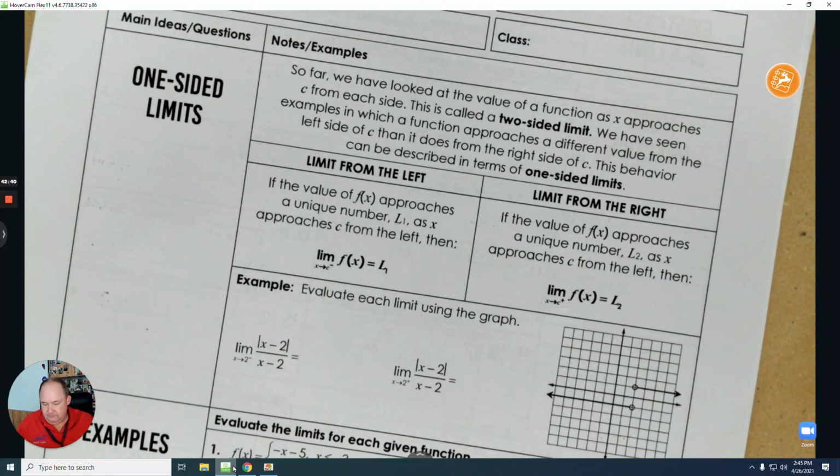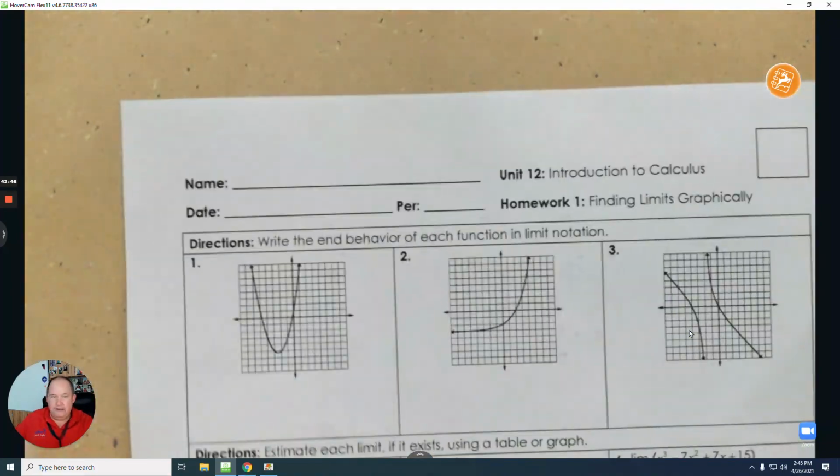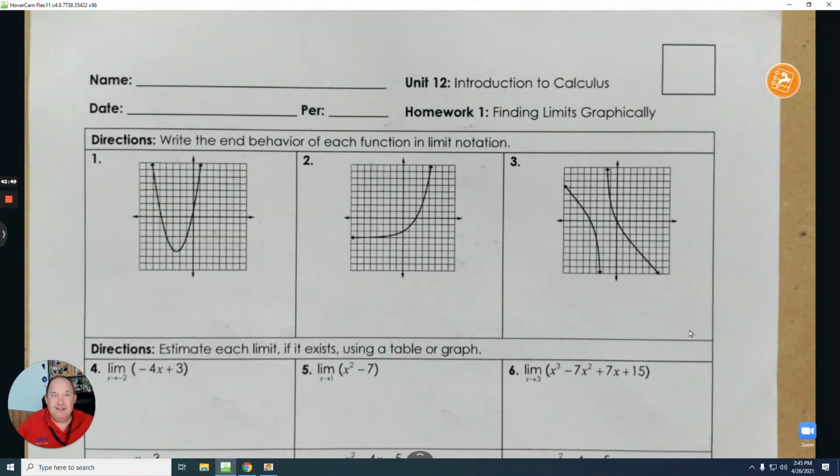All right. There's your lesson, your introduction to limits. This is going to be the next one. So your homework is the next page right here. And there'll be a separate video on that.